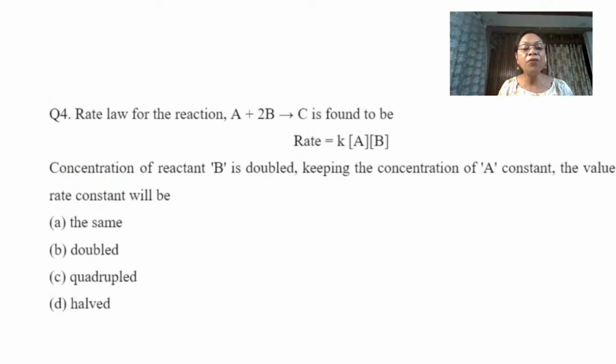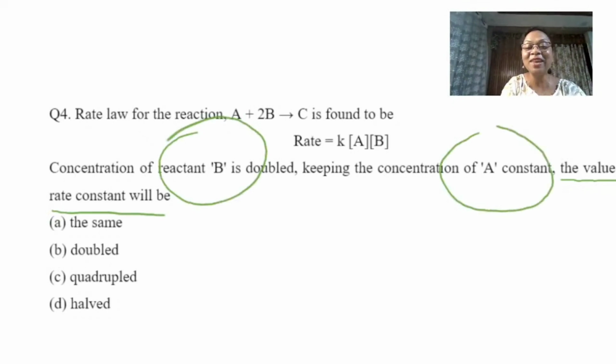The rate law for the reaction A plus 2B to give C is found to be rate equals K concentration of A and concentration of B. The rate law for this is given to you. The concentration of B is doubled, keeping the concentration of A constant; what is the value of the rate constant? I'm trying to fool you by giving such things, taking your concentration out of this entire thing. Look at it: the value of the rate constant will remain constant. So that's the answer.